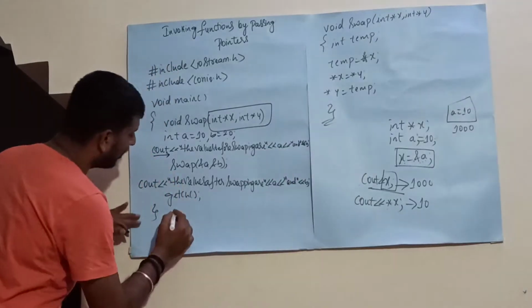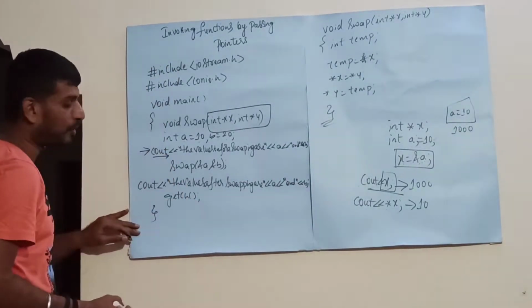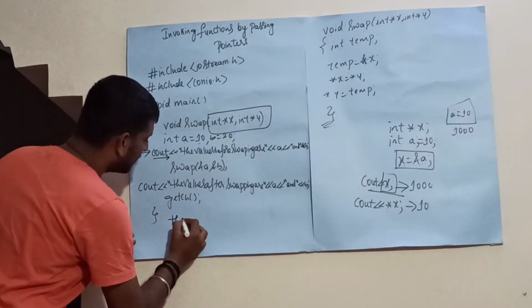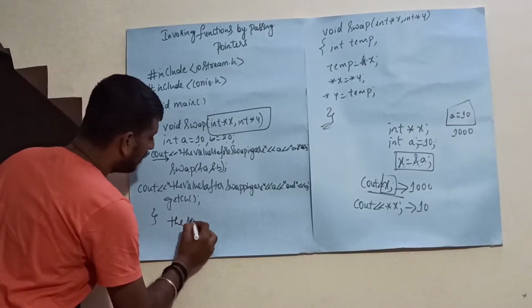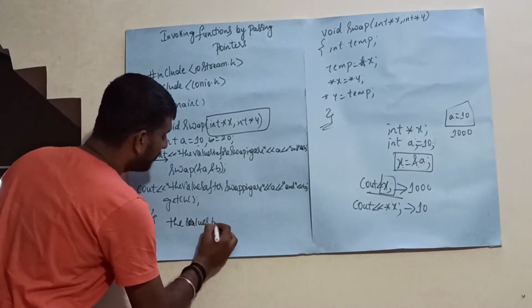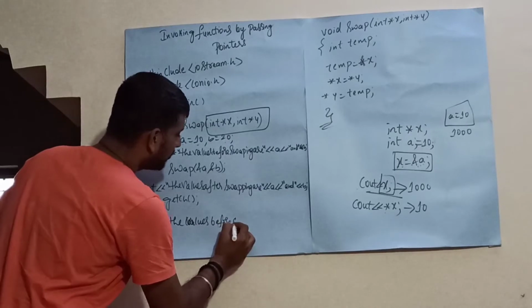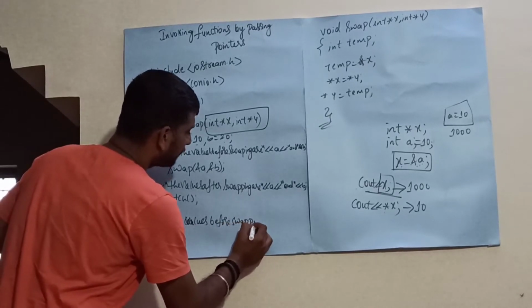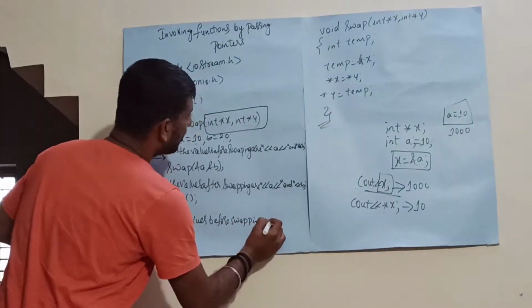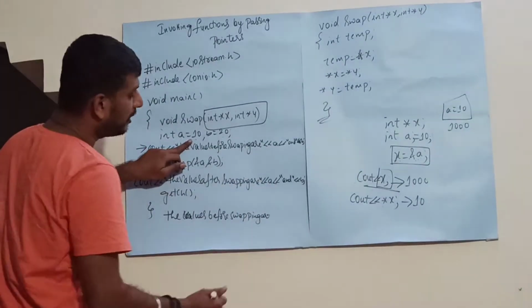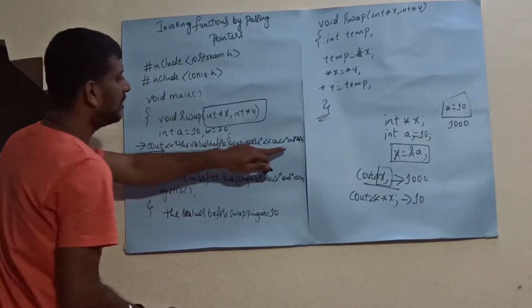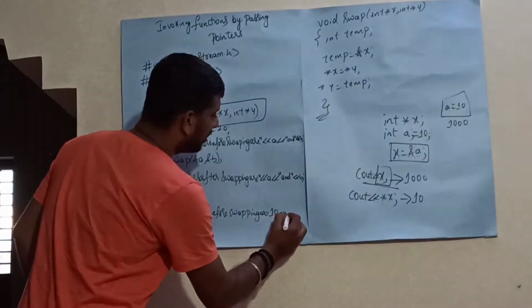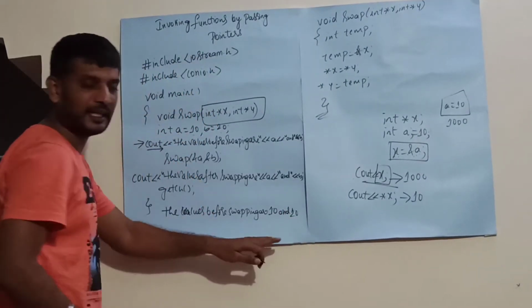Next I will write a statement: cout the values before swapping are a and then b. When I execute this program, it will display: the values before swapping are, what is the value of a? According to the program, it is 10. And what is the value of b? It is 20. So it will display like this.